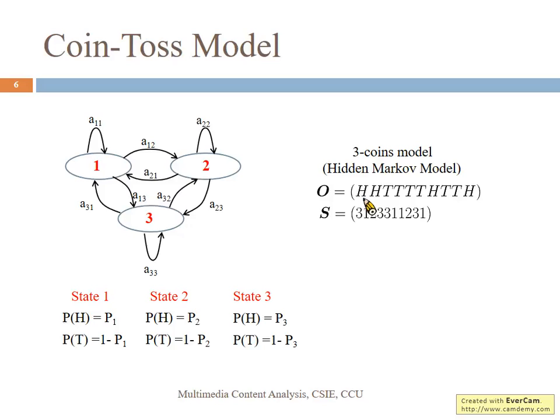the observation sequence is also head, head, tail, tail, tail, tail, head, tail, tail, head. And the state sequence to generate such observation may be 3, 1, 2, 3, 3, 1, 1, 2, 3, 1, or maybe 1, 1, 2, 2, 3, 3, 1, 1, 2, or 3, 3, 1, 1, 2, 2, 1, 3, 1, and so on. There are many possible state sequences that can generate such an observation sequence. And this is also a hidden Markov model.